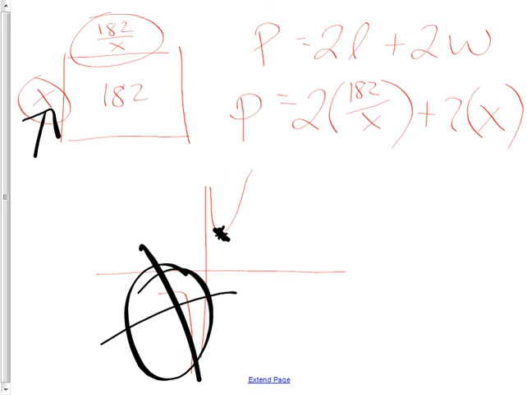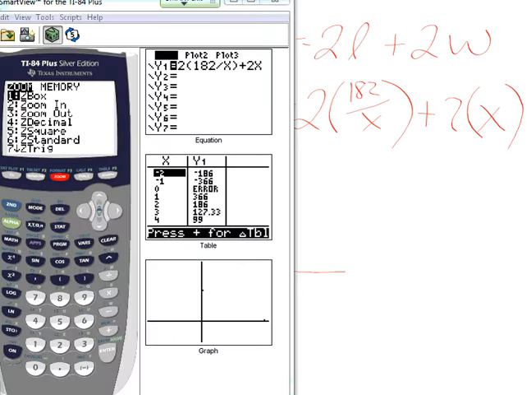So once you graph this thing, zoom out far enough so you can see that it looks kind of like this. And then do second, calculate, minimum. All right, so I'm going to put this into my calculator right now. Pause for a second while I do that.